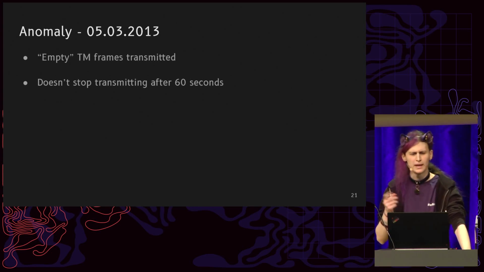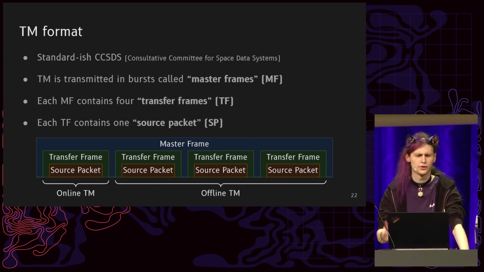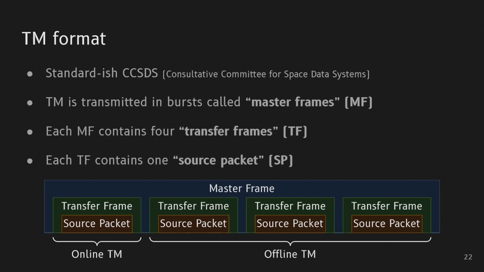OK, so let's cover what empty means exactly. So telemetry is a standardized thing. There's a consortium, a committee for this called the Consultative Committee for Space Data Systems. And they standardize how telemetry can look. And BEESAT sort of follows the standard. Everything green and below in the slide follows the standard. The whole 4 burst thing is kind of a custom thing.